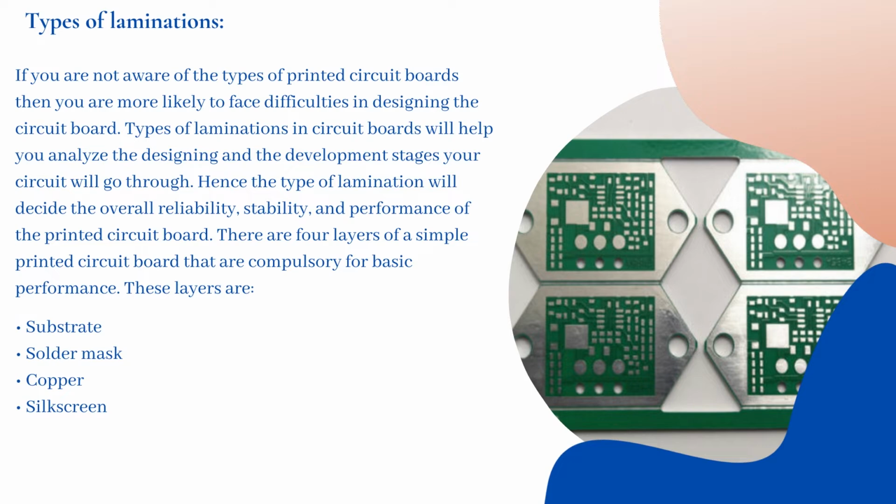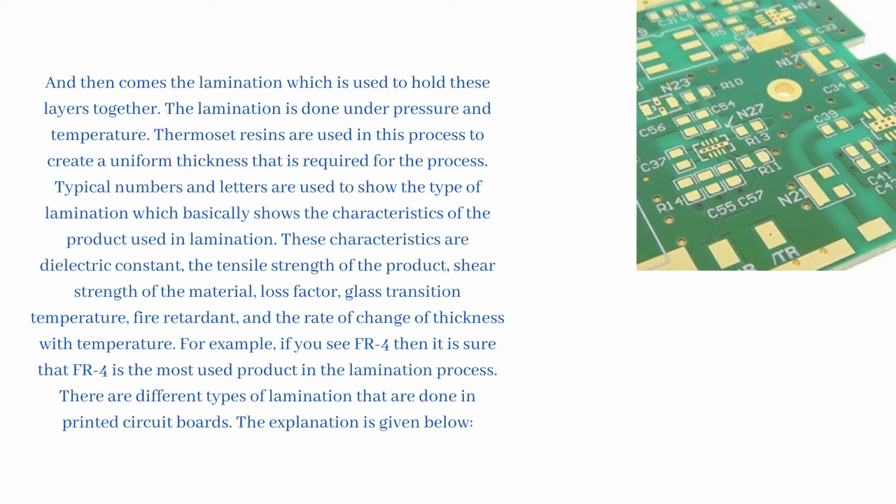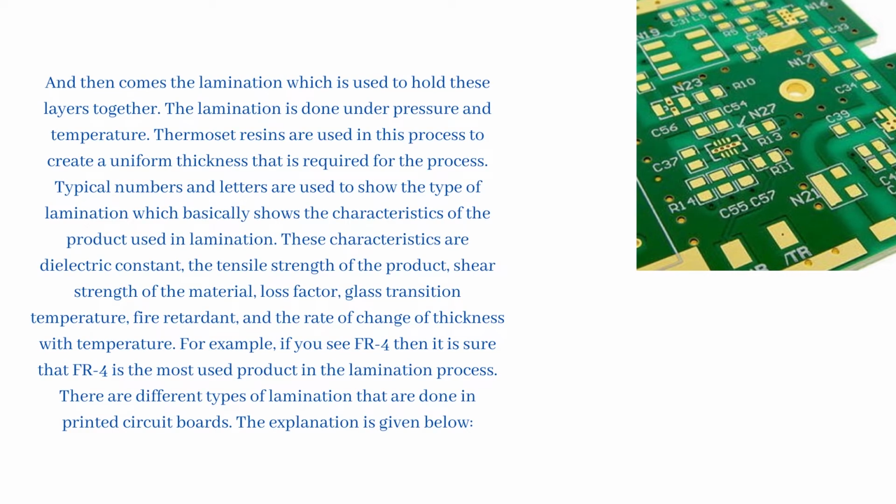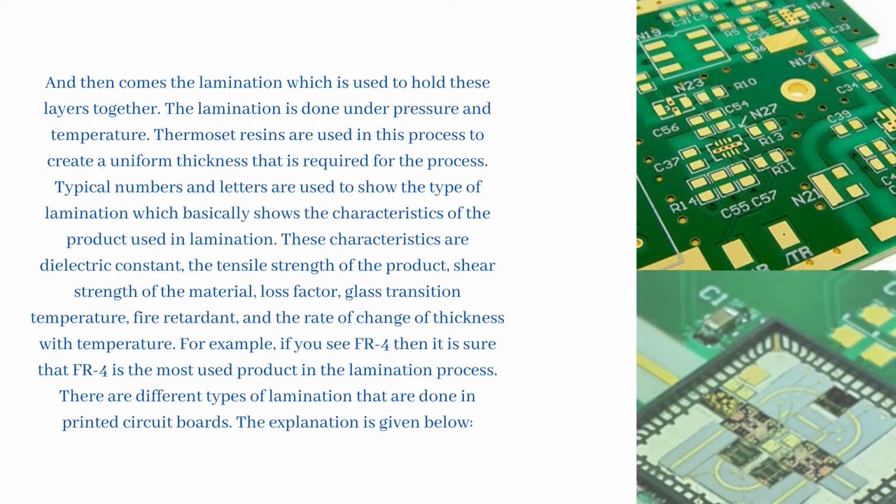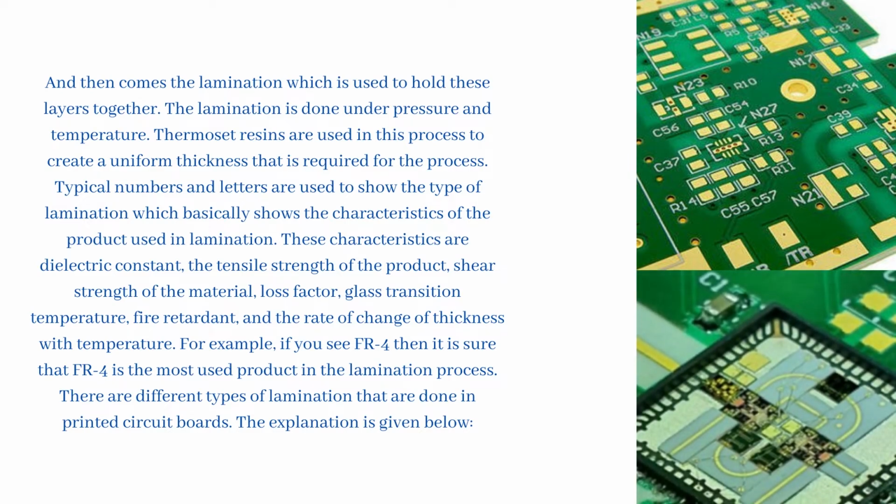There are 4 layers of a simple printed circuit board that are compulsory for basic performance. These layers are substrate, solder mask, copper, and silk screen, and then comes the lamination, which is used to hold these layers together. The lamination is done under pressure and temperature. Thermoset resins are used in this process to create a uniform thickness that is required for the process. Typical numbers and letters are used to show the type of lamination, which basically shows the characteristics of the product used in lamination. These characteristics are dielectric constant, the tensile strength of the product, shear strength of the material, loss factor, glass transition temperature, fire retardant, and the rate of change of thickness with temperature.